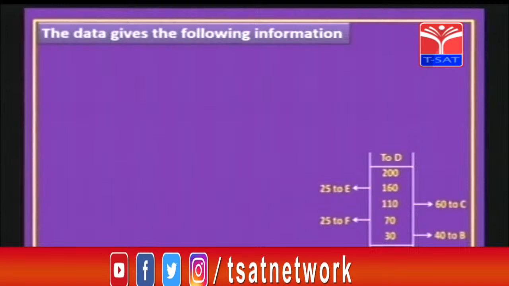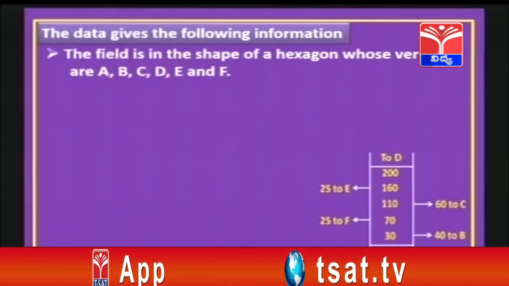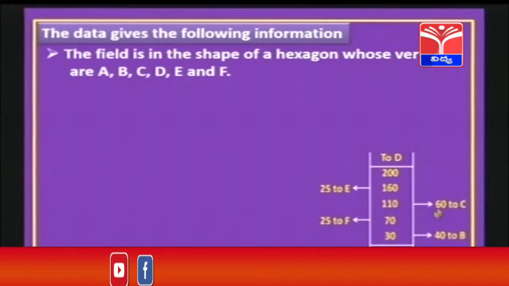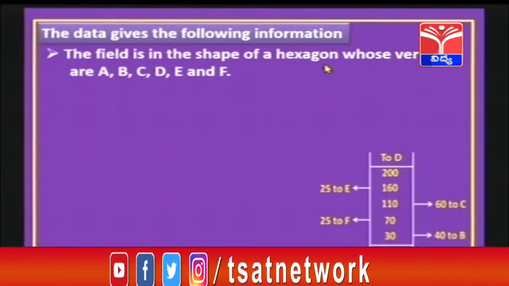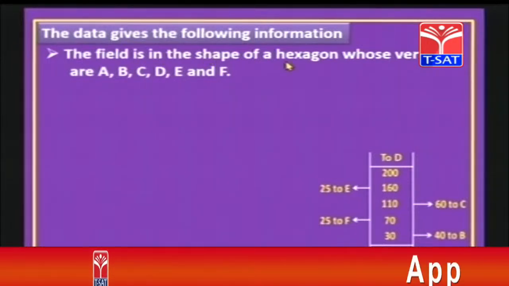So the data gives the information as shown here. How many vertices are there, children, if you notice? 1, 2, 3, 4, 5 and 6. That is A, B, C, D, E and F. So there are 6 vertices. So if you join all these, what do you get, children? Hexagon. So the field is in the shape of a hexagon.